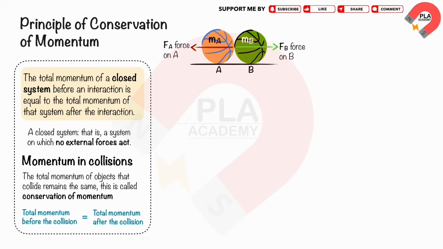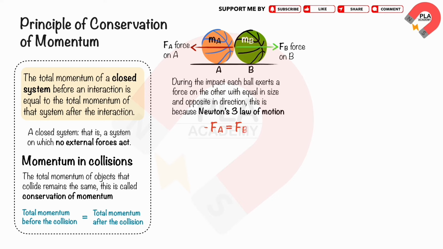When a ball A with mass mA collides with a ball B with mass mB, like this, during the impact each ball exerts a force on the other that is equal in size and opposite in direction.